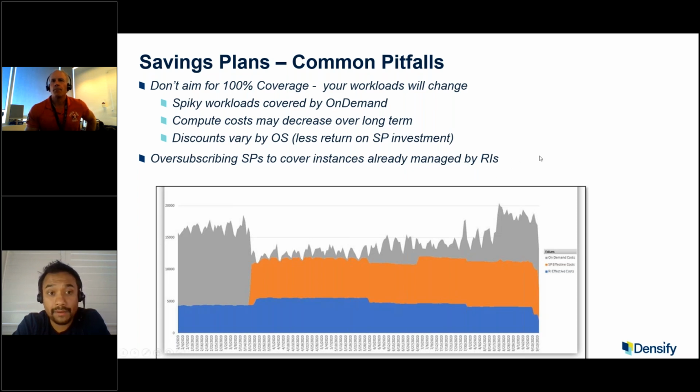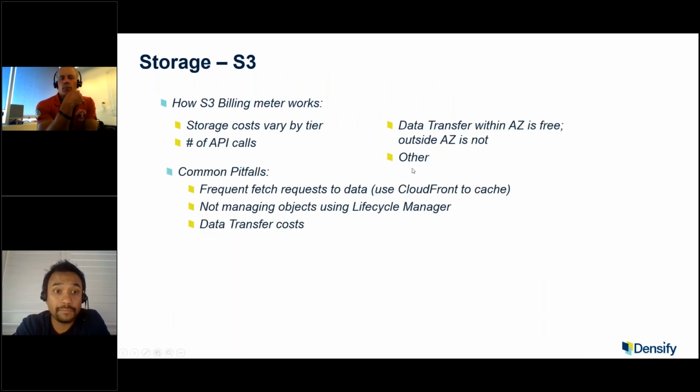The other thing, as we talked about, is that Linux gets the highest discount, but as you go down to the others, like SUSE, your discount goes down. So it's diminishing returns. It comes back to a strategy to figure out exactly what optimal savings plan you need to buy. Similarly with S3, the storage costs can vary.